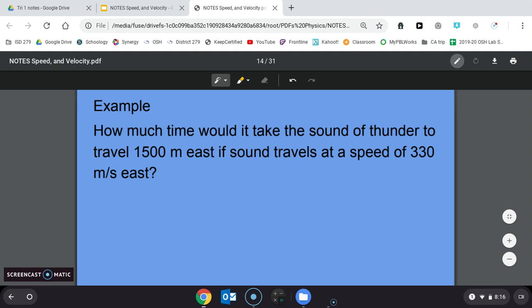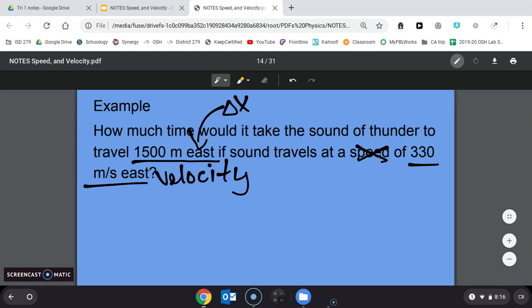The difference between that example and this example is now it says, how much time would it take the sound of thunder to travel 1,500 meters east? When I see that word east, I know that I now have a vector quantity, and this is not just meters. So this right here is a displacement. And it says it's traveling at a speed of 330 meters per second east. That's not a speed, that is a velocity. So I am using a little bit different version of the equation.